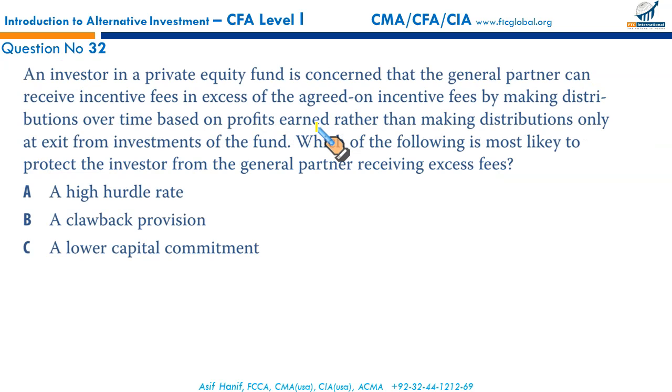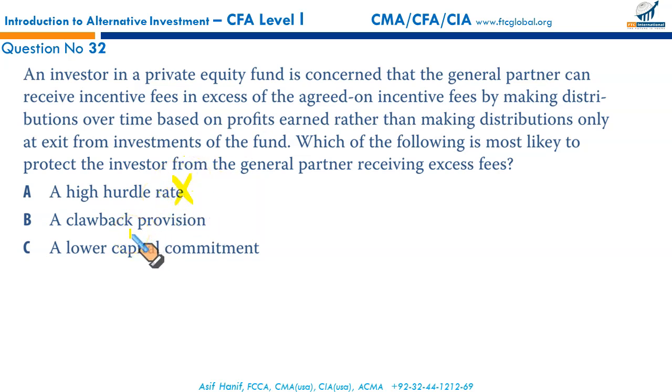Next, an investor in a private equity fund is concerned that the general partner can receive incentive fees in excess of the agreed on incentive fee by making distributions over time based on profits earned rather than making distributions only at exit from the investment of the fund. Which of the following is most likely to protect the investor from the general partners receiving excess fee? High hurdle rate. Well, high hurdle rate can possibly reduce the likelihood of excess distribution, but it cannot prevent. So this is not the correct option.